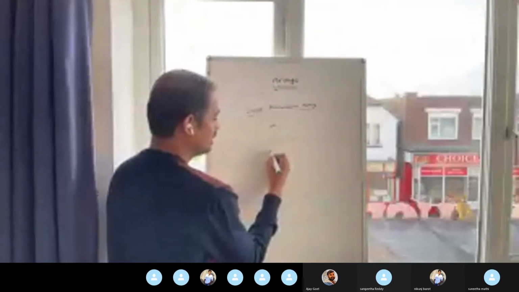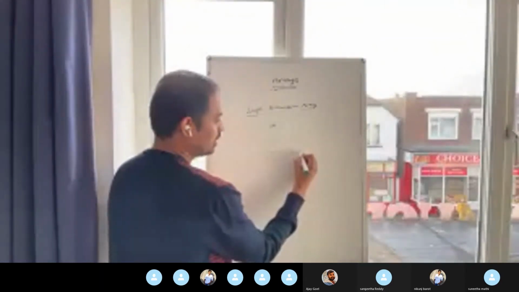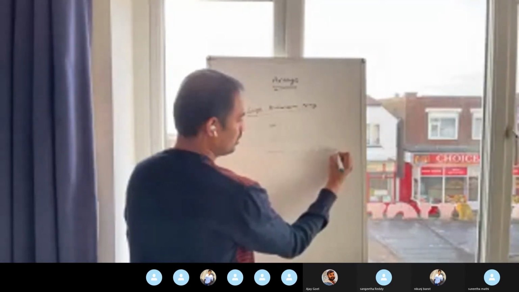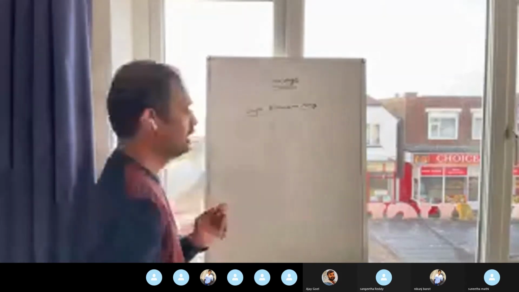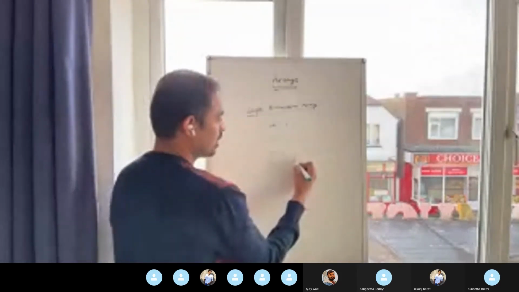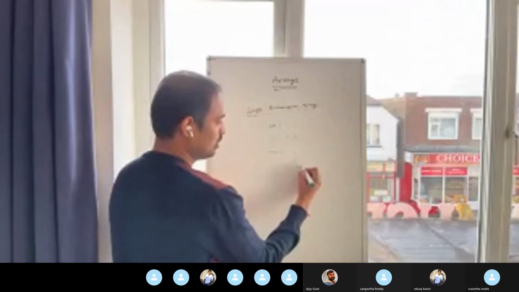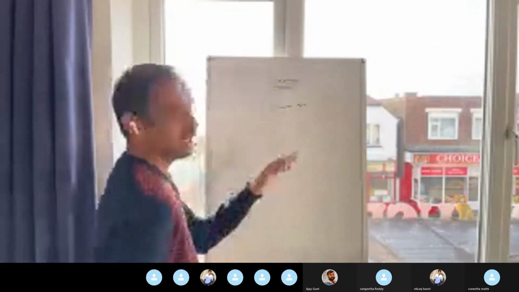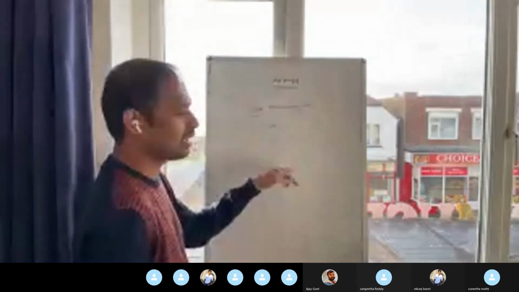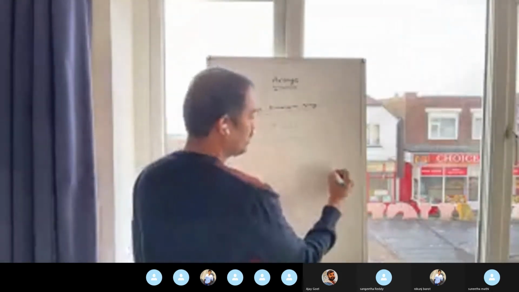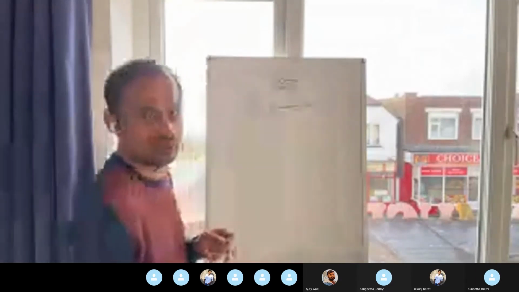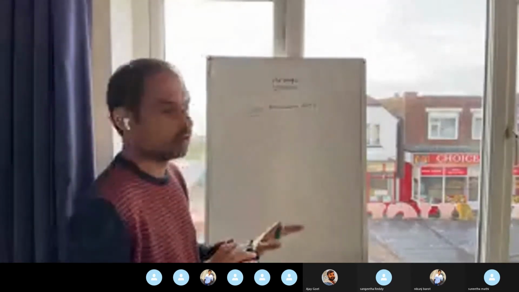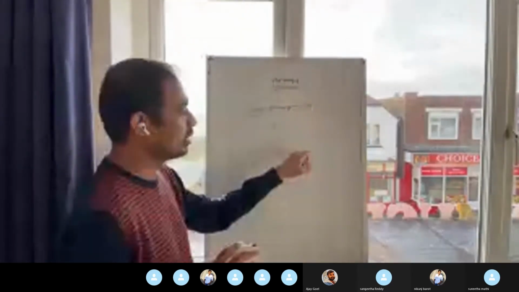To initialize: int array a is equal to new int 5. Okay, this will call it as an object. Array a is a reference value to the array. A will call it as a reference value here. So the new keyword will be used whenever we want to create an object.